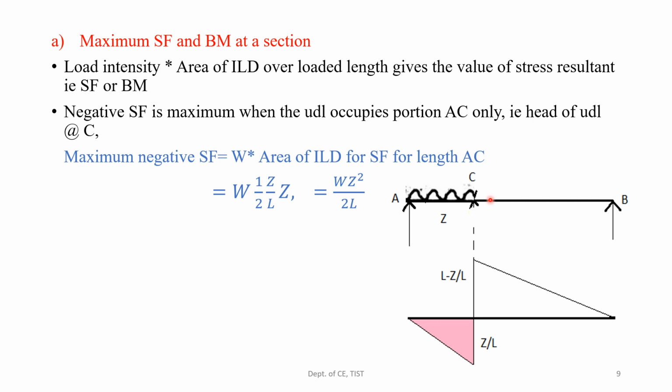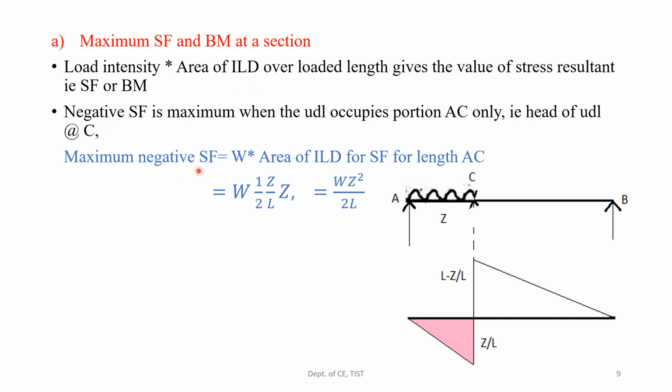So place the right end of the UDL, that means the head of the UDL, at the section C. So the remaining part will appear on the span AC. That means the negative shear force is maximum when the UDL occupies the portion AC only, that is, the head of the UDL is at section C.